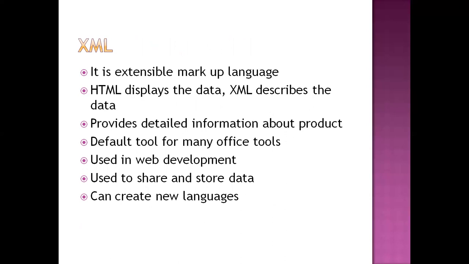So what does HTML do? HTML just displays the data on the system. But XML is used to describe the data which is displayed on the system. So that is why XML is one of the useful languages. HTML just displays the data, but XML describes the data. So that is the difference between HTML and XML language.